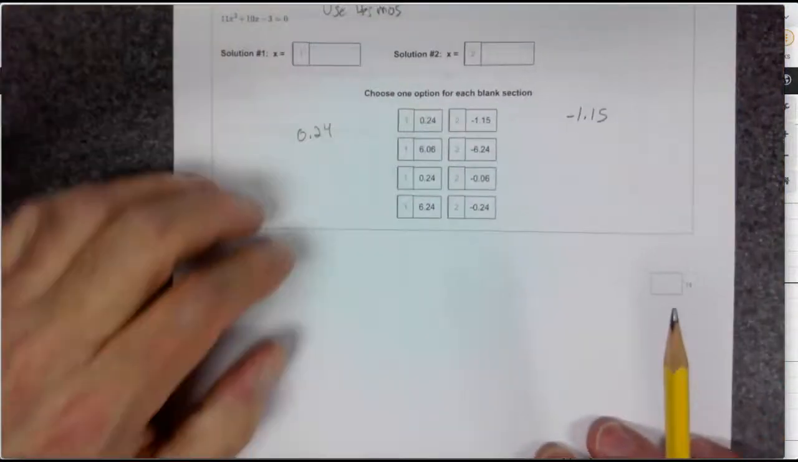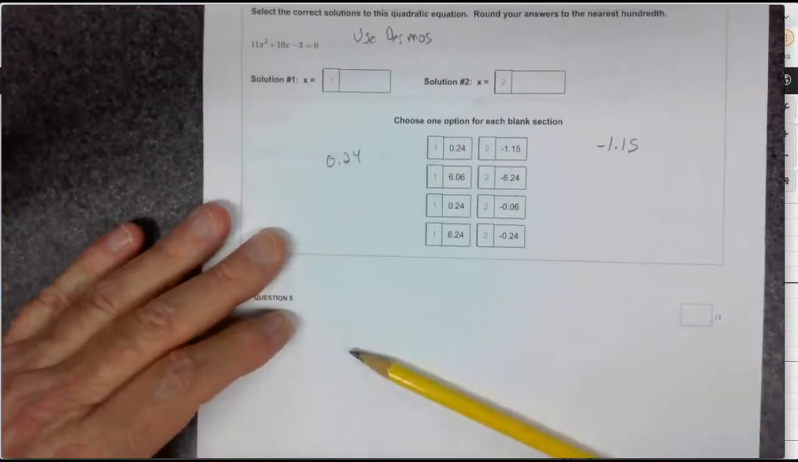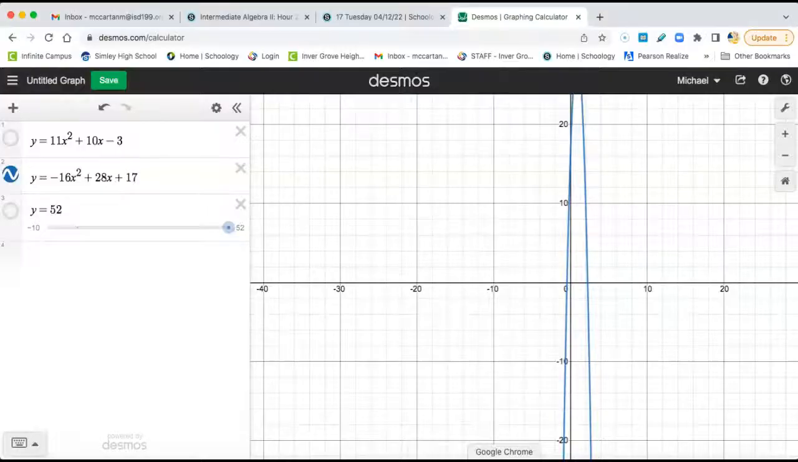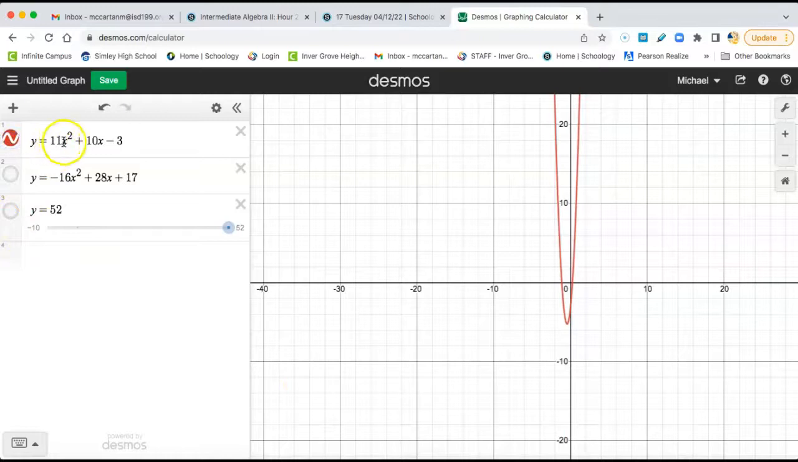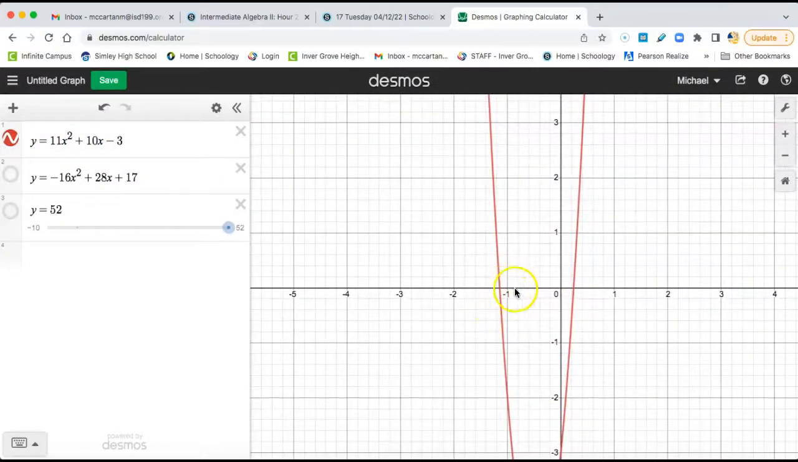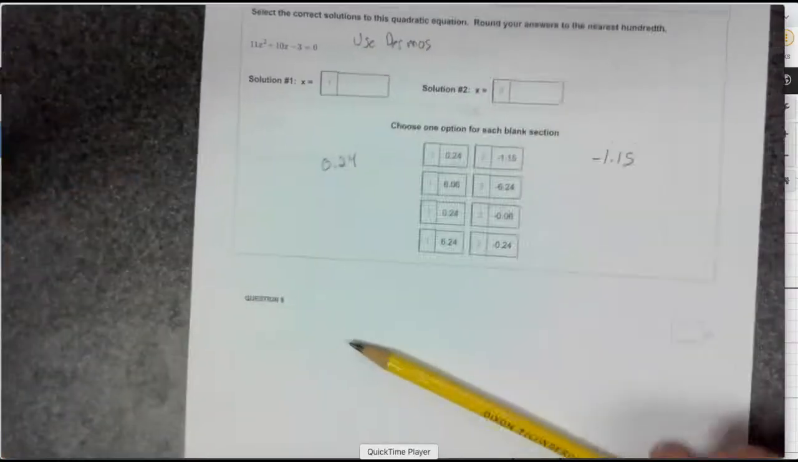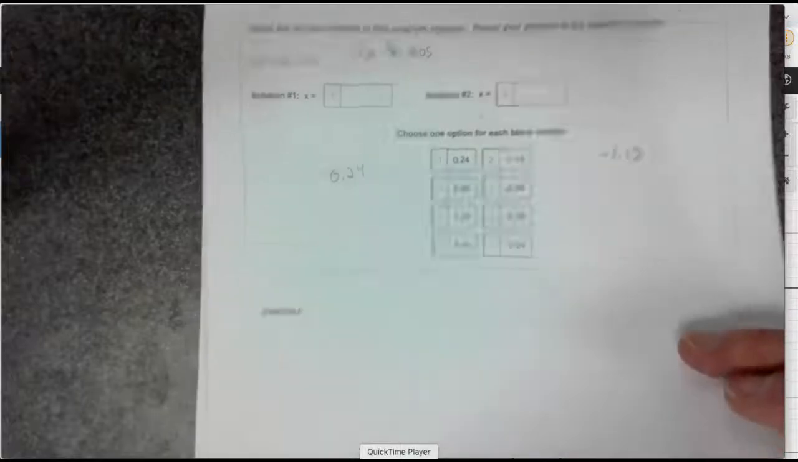All right, number 4. I put this right here in Desmos. You get 2 answers. All right, let's do it. Here, it's right there. I'll turn that one off and turn this one on. 11x squared plus 10x minus 3. That's the one we were given. All right, I can scroll in here to take a close look at it. We want these two where it crosses the x-axis. All right, there's one answer. There's the other answer. Got them written down right here, rounded off to the nearest hundredth.